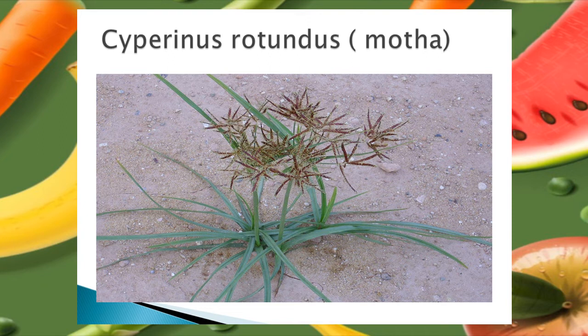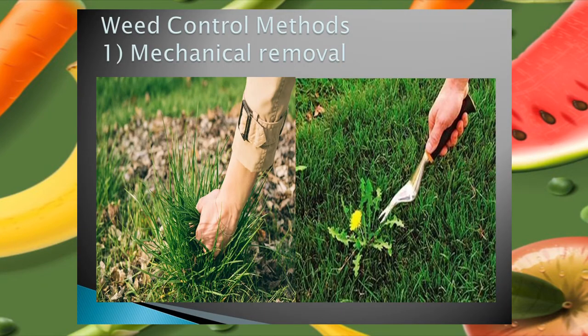Now we have discussed that weeds are harmful. So these weeds should be controlled, or removed on time. So weed control methods include mechanical removal. Mechanical removal includes, first, removal by hands, and second, removal of weeds by using agricultural instruments such as trowel or khurpi. So by mechanical methods weeds can be removed.